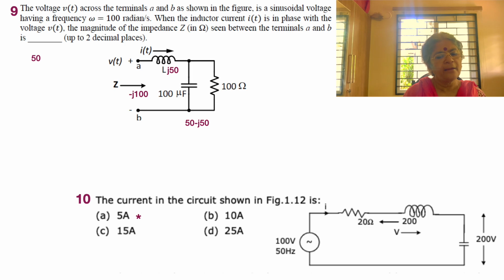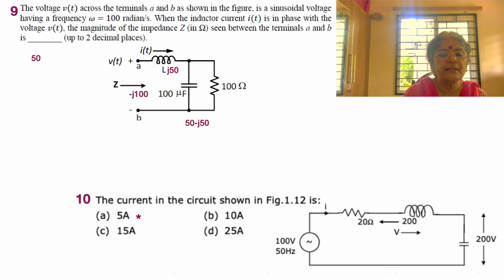So now it's going to be 1 by omega C. So 1 by 100 and 100 and 10 raised to minus 6. So we see that it's the same as equal to again another minus J100. Why? Because it's a capacitor. So when you are having minus J100 in parallel with 100, it's going to be in series, the elements will be 50 minus J50. Okay, so that portion is over.